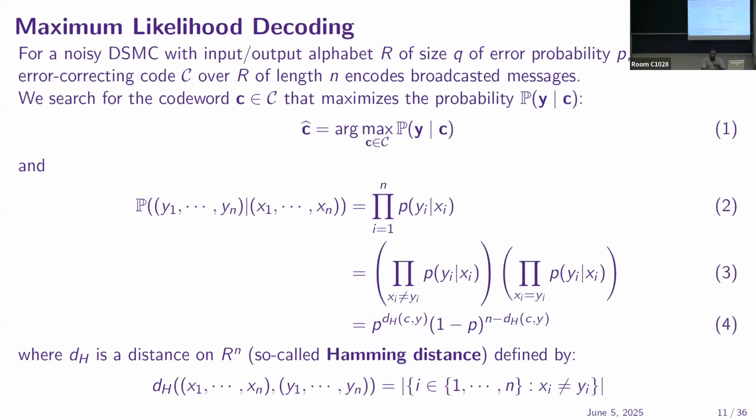C is a code word that is sent into the channel, and you receive Y. When the probability of receiving Y given code word C is maximal, we can decode Y by C. That is maximum likelihood decoding.